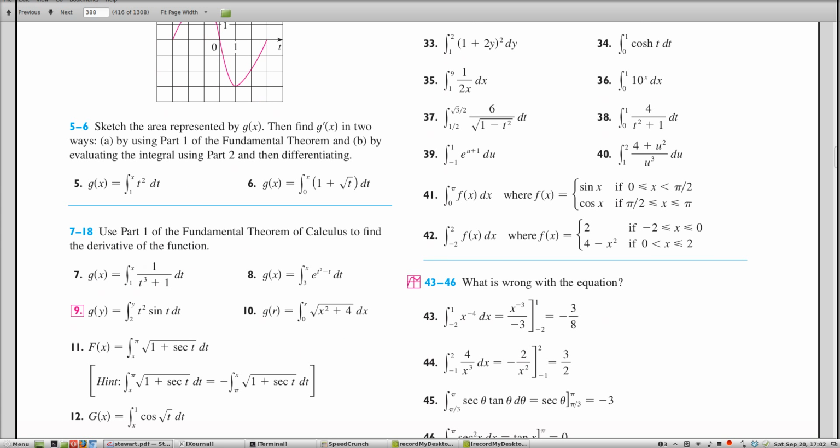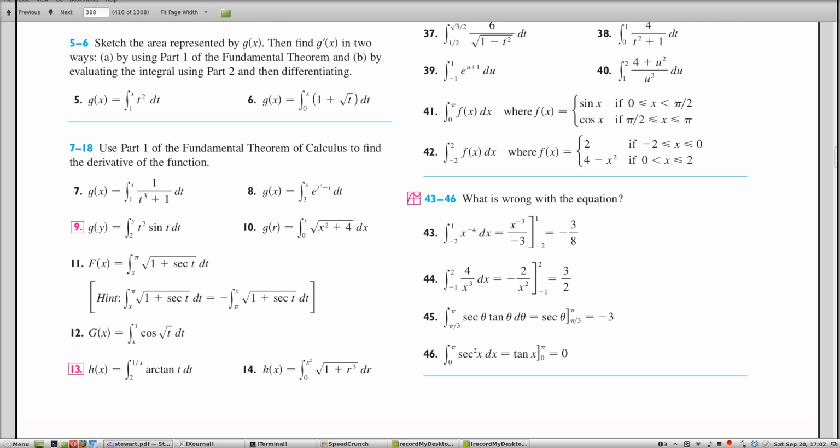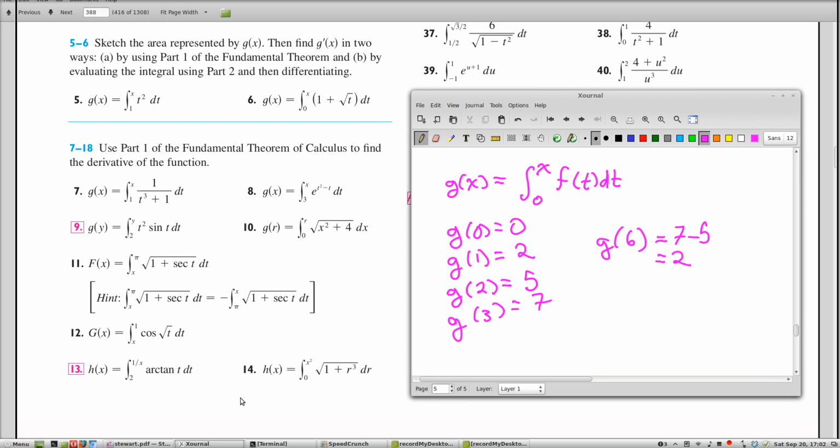Sketch the area. Use the fundamental theorem of calculus part 1 to find the derivative of the function. So I want you to take a look at number 7, just all of these.